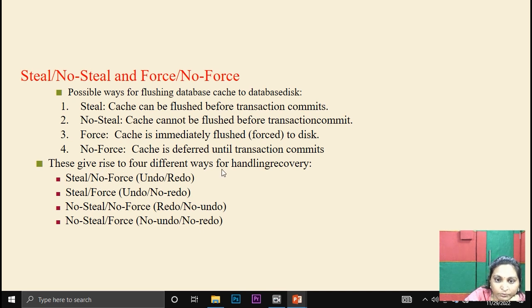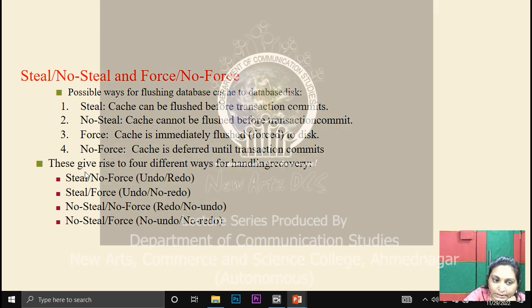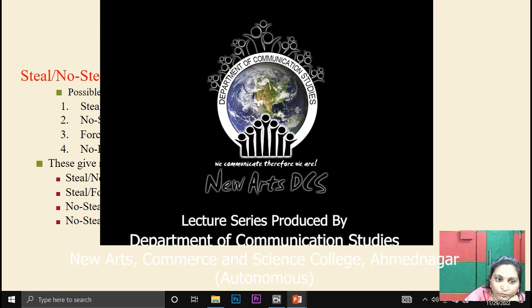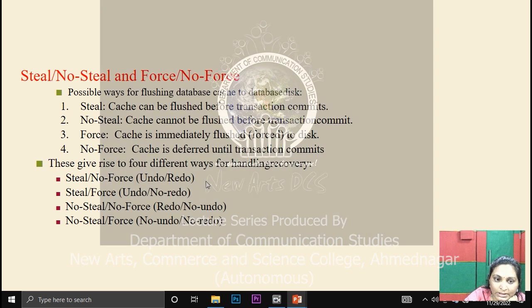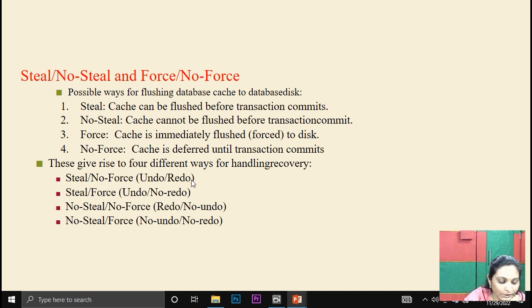This gives rise to the 4 different ways for handling the recovery. That is: steal, no-force, which is undo, redo. Next, steal, force: undo, no redo. No-steal, no-force: redo, no undo. And no-steal, force: no undo, no redo.